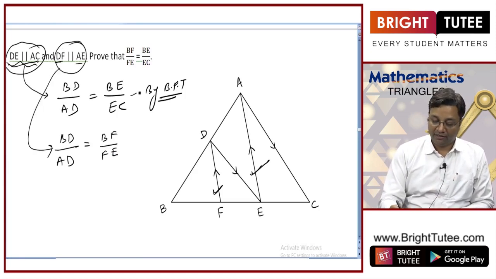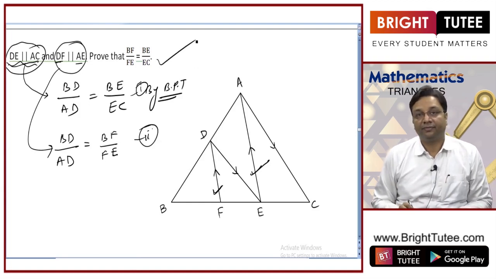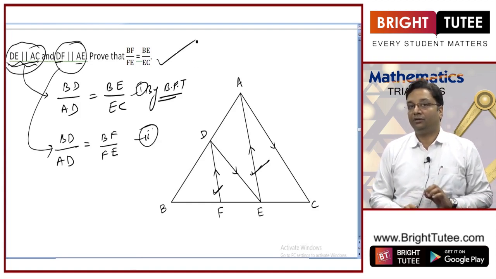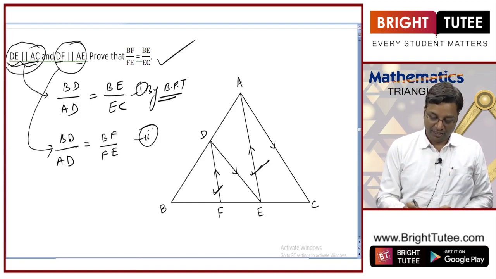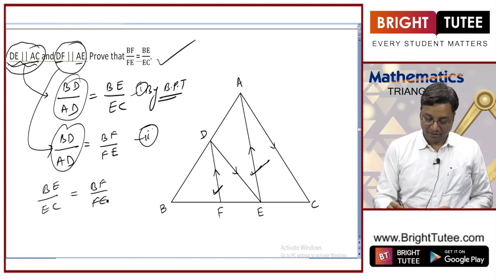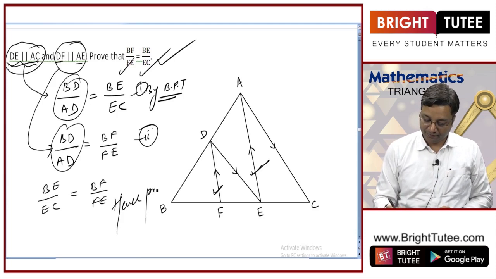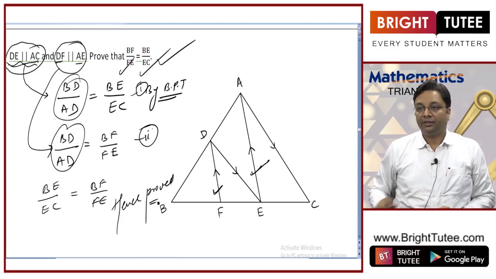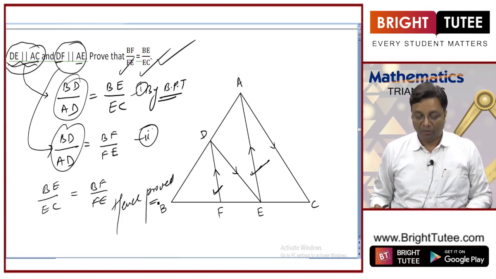Okay. Now I can compare result 1 and result 2 and prove the result that we wanted to prove. So if I compare these, the left hand side is equal, so the right hand side BE by EC will be equal to BF by FE. BF by FE equal to BE by EC, hence proved, right? So this is how we will go about these questions.